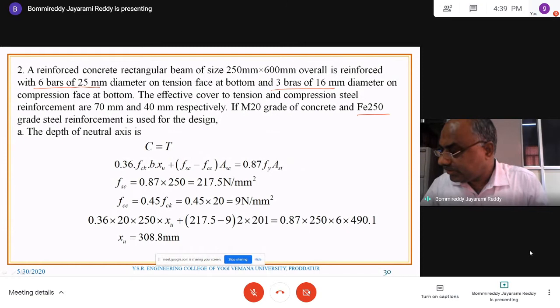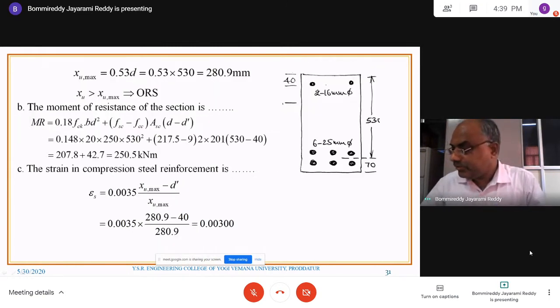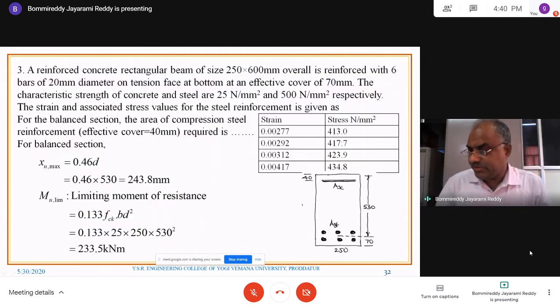I'm sorry again, this is 2. So you can look at the diagram. 2 bars of 16 mm, 6 bars of 25 mm on tension phase, and effective cover is 70 mm, and effective depth is 530 mm for tension reinforcement, if 40 mm is the effective cover. Okay. So for this particular diagram, what is the first question?